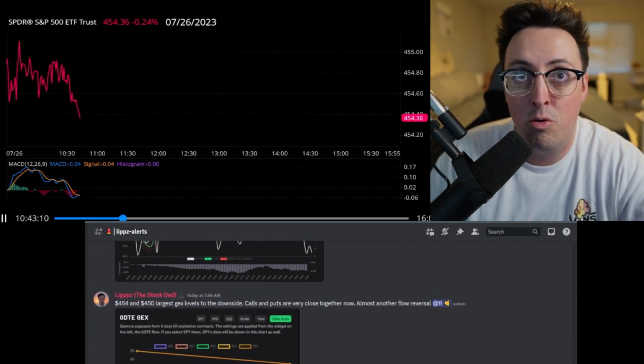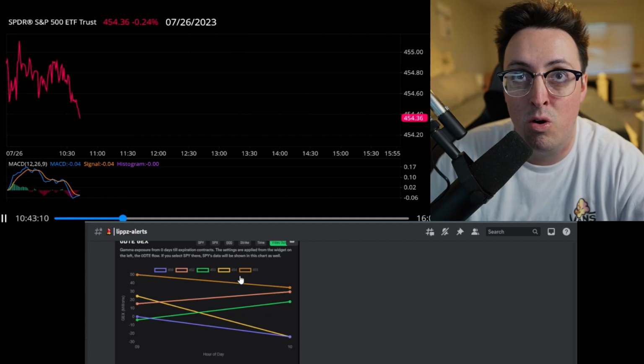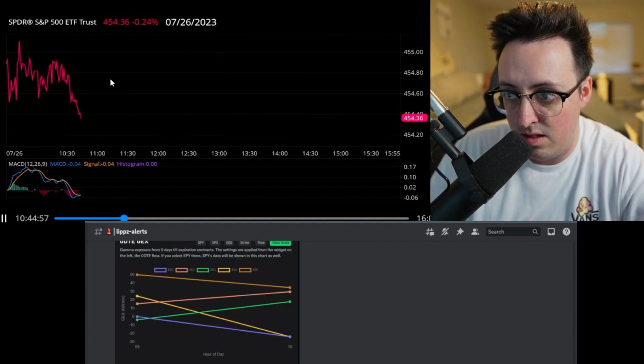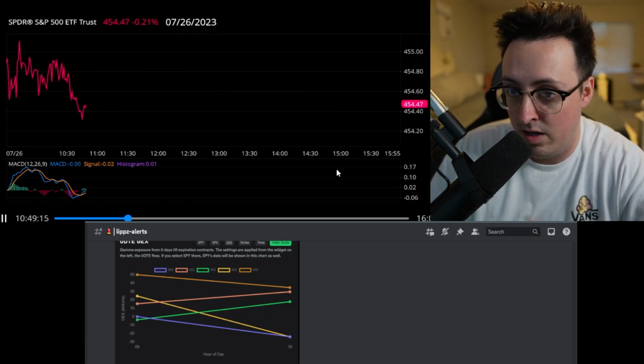So 454 was our target, right? I just put that there at 7:54 a.m. So 454, I showed you guys that 454 level. This one was heading down, this line going negative. So that was our target to the downside. Let's see if we get there. It's at 454, 50-ish right now.